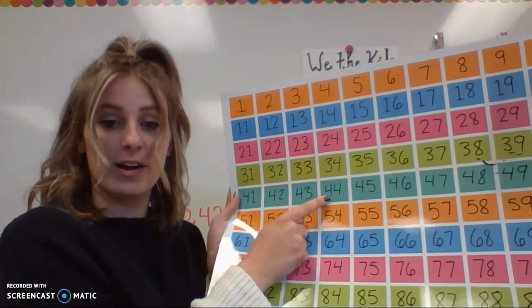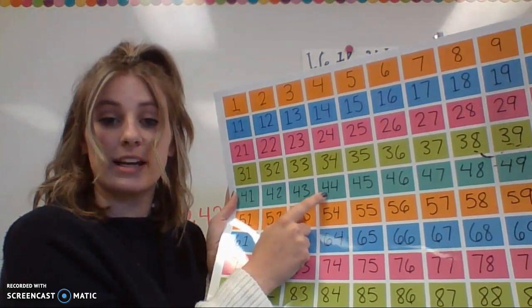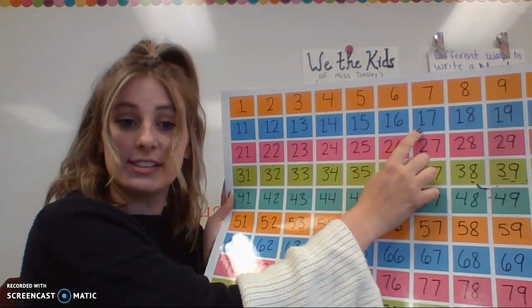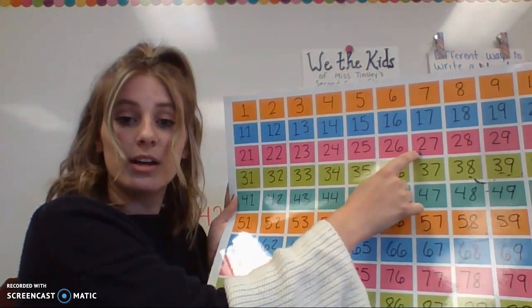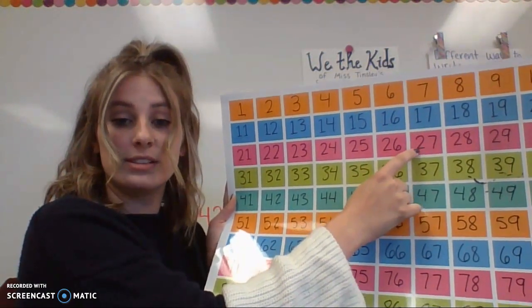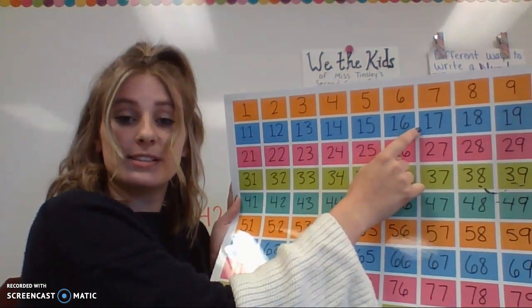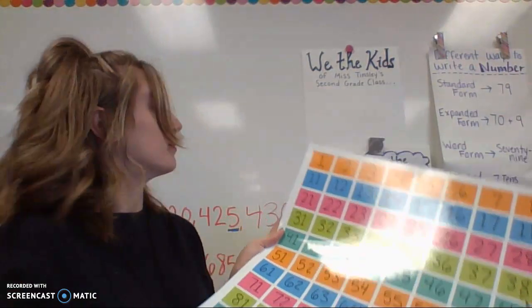So if I go to 34 and I hop down a row, I'm looking at my tens place and I'm seeing that 4. Same if I look at, let's try 17. If I hop down a row, I'm looking in my tens place and I'm noticing that it has gone up by 10. So it changed from 17 to 27.